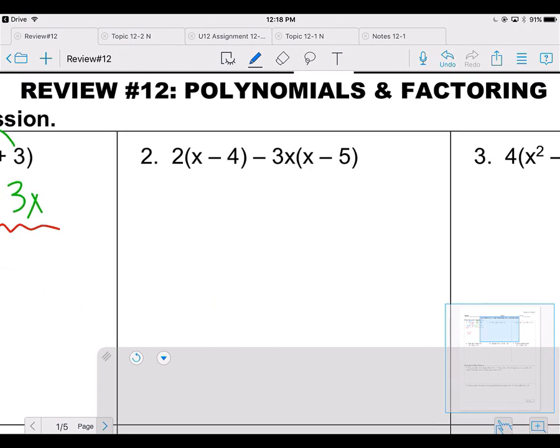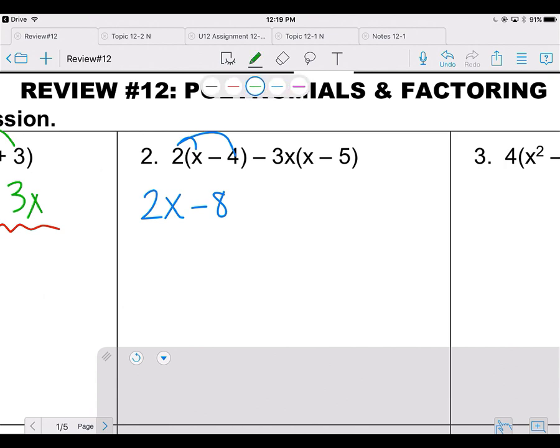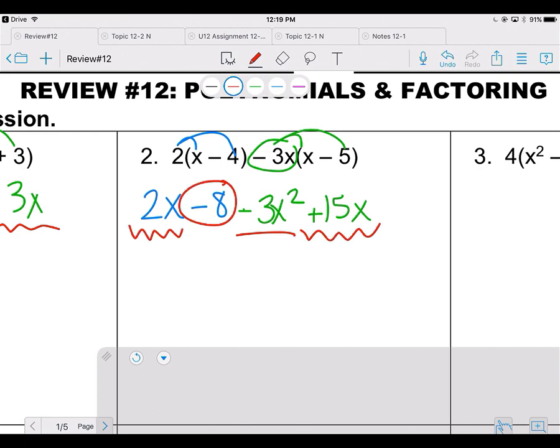Problem 2, we're doing the same thing. We're taking 2 times x, 2 times -4. -3x times x, which is -3x squared, and -3x times -5, which is 15x. Again, combine like terms, so I have -3x squared, 2x's plus 15x's, and -8. So I have -3x squared, 15x plus 2x is 17x, and then -8.